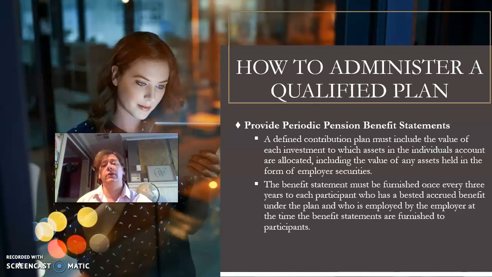And part of how to administer a qualified plan is to provide a periodic pension benefit statement. A defined contribution plan must include the value of each investment to which assets in the individual account are allocated, including the value of any assets held in the form of employer securities. The benefit statement must be furnished once every 3 years to each participant who has a vested accrued benefit under the plan and who is employed by the employer at the time the benefit statements are furnished to the participants.